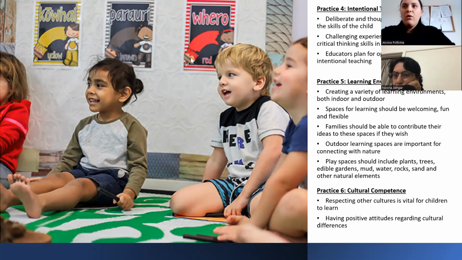Then you've got practice 4, intentional teaching. So this is deliberate and thoughtful teaching from you as the educator that is going to help develop those skills in the child, okay? And it's also about implementing challenging experiences for them that's going to help them to develop their critical thinking skills. Then you've got practice 5, learning environments. So this is pretty much creating a wide variety of learning environments, both indoor and outdoor, and offering those spaces for the children that are flexible, that are fun, that are welcoming, and that the families can also contribute to as well, okay?